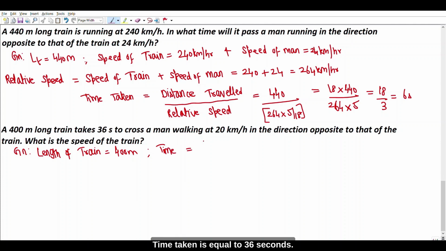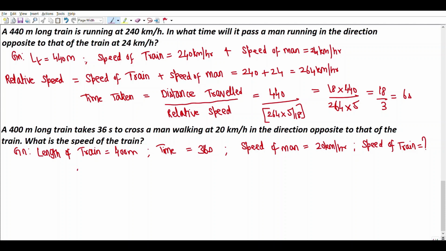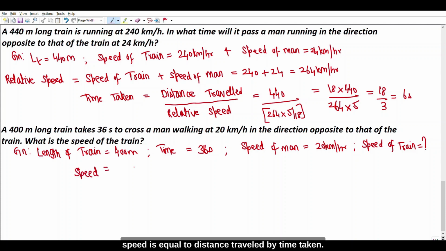Time taken is equal to 36 seconds. Speed of man is equal to 20 km per hour. Speed of train is equal to question mark. We know that the basic formula of speed is speed is equal to distance traveled by time taken.